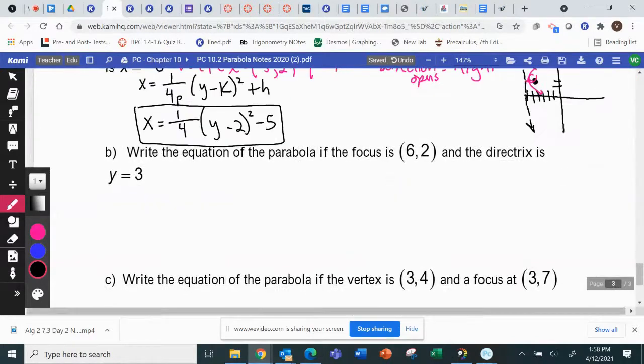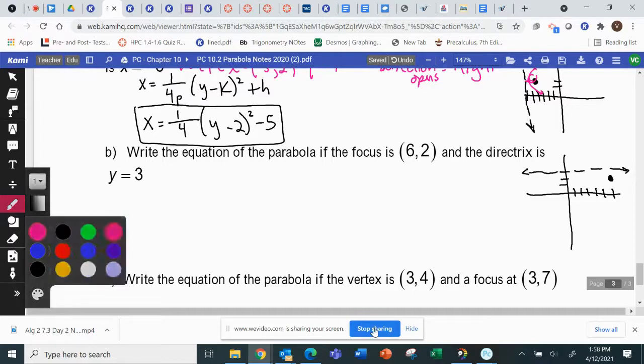So question B. If you want to work faster than me, I encourage you to try to get this before I get to it. There is a focus at 6,2. And there's a directrix at y equals 3. So it's helping me find my center or my vertex. And it's also helping me know where it opens. And then I can also find my p-value.